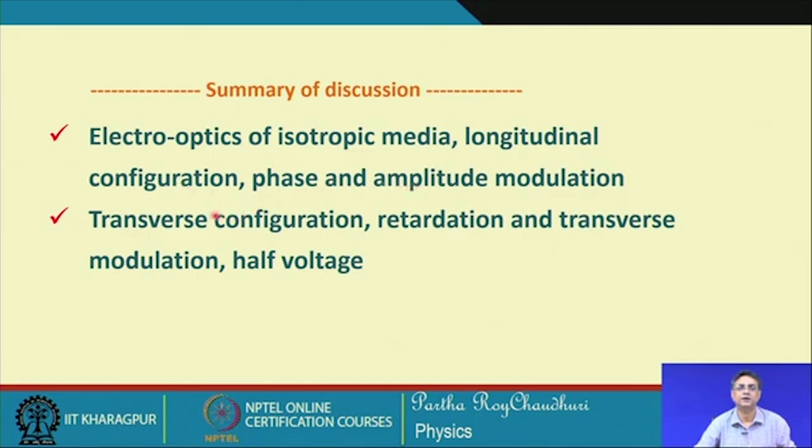We did the same thing in the case of the transverse configuration, and we found that the half voltage in the transverse configuration gives us an additional freedom of choosing the geometrical parameters L and D, such that the half voltage can be drastically reduced, that is the length of interaction will be more, whereas D will be less. In that case, you get a much lower half voltage to switch the modulator.